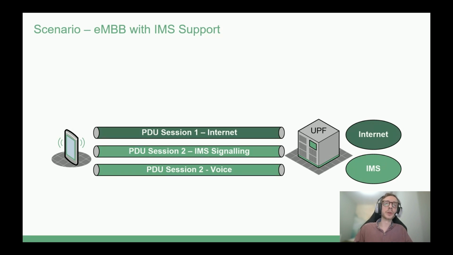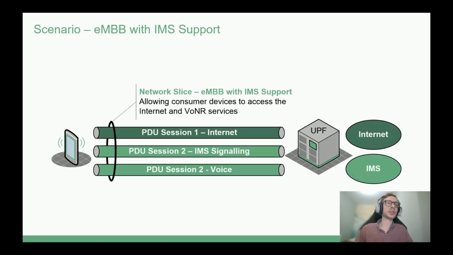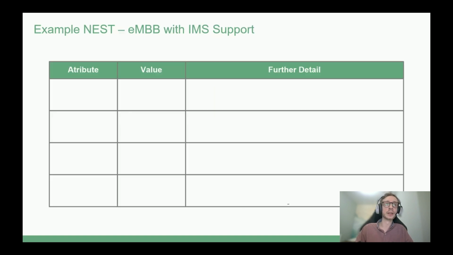So we're going to have to establish a minimum of 2 PDU sessions. Within the second PDU session, as you can see on the screen, we're going to have a QoS flow specifically for the IMS signaling, and we're going to have a QoS flow for voice. Now, this network slice is essentially going to consist of this to allow us access to the internet and voice over new radio services. But let's have a look at what that NEST would actually look like for this specific network slice use case.